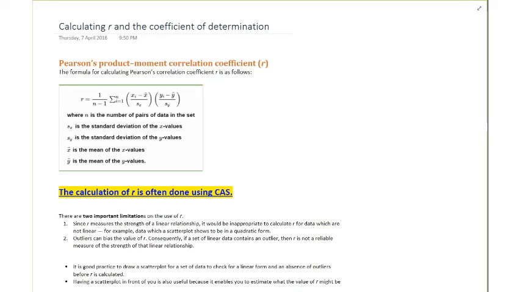Okay, so we're going to look at some additional stuff to do with regression analysis. First off, we're going to look at how we calculate R, and then we'll go on to talking about the coefficient of determination. So here's the actual equation for calculating R. You look at it and go, oh my God, do I have to know that? No, you don't. But that's the actual equation that is used to calculate R, and basically the calculator does it for you.